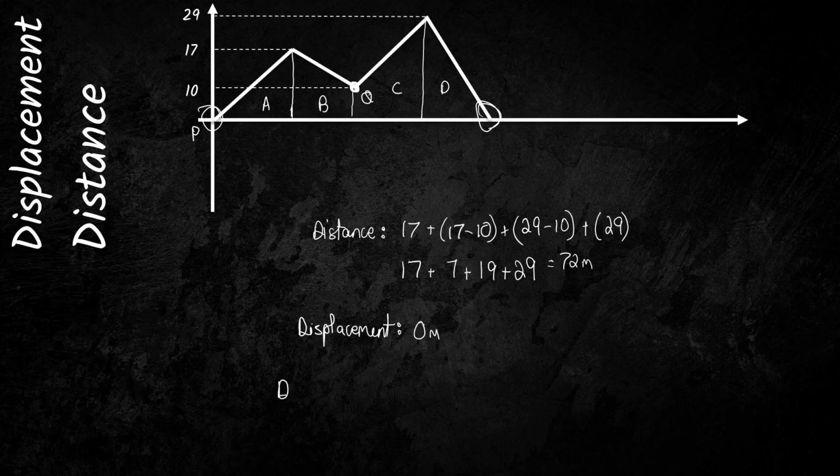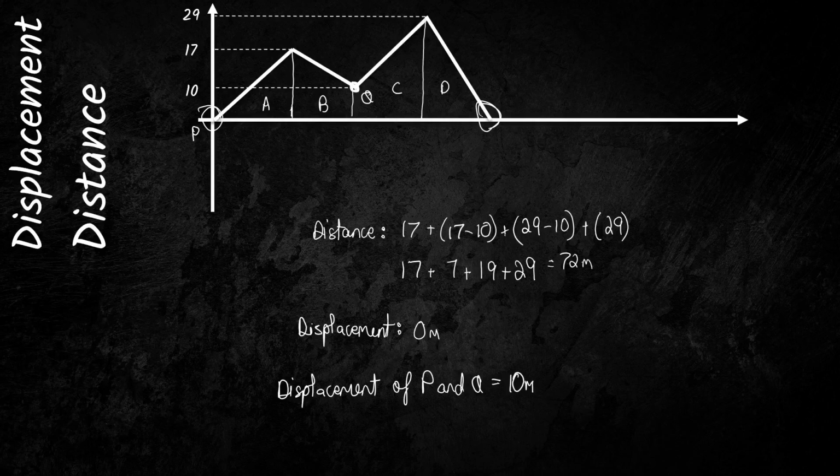I want to figure out the displacement of P and Q. The displacement of P and Q is going to be simple. The object travels 10 up, then 7 down. 17 up and then 7 back. So you should be able to directly see the difference between the initial and the final position. P is at 0 while Q is at 10. So the displacement must be 10 meters.